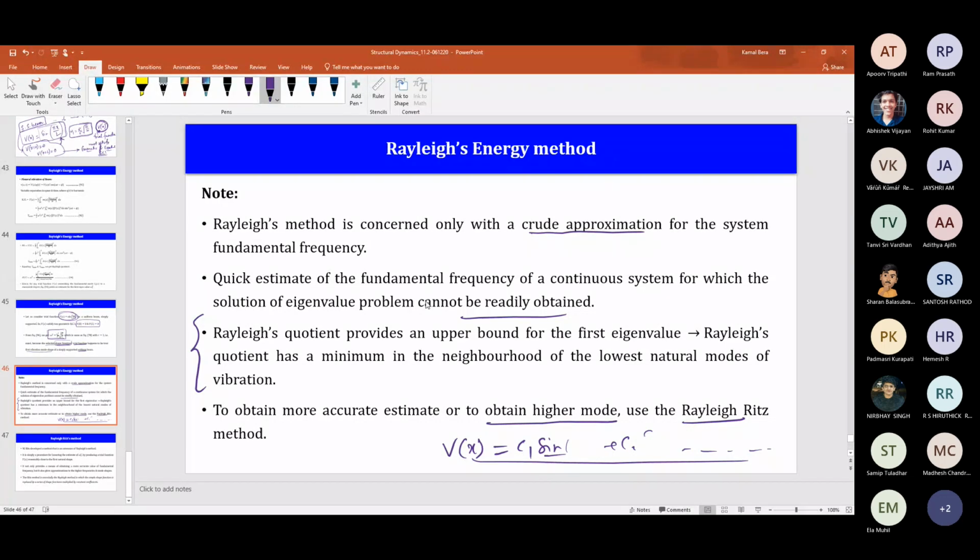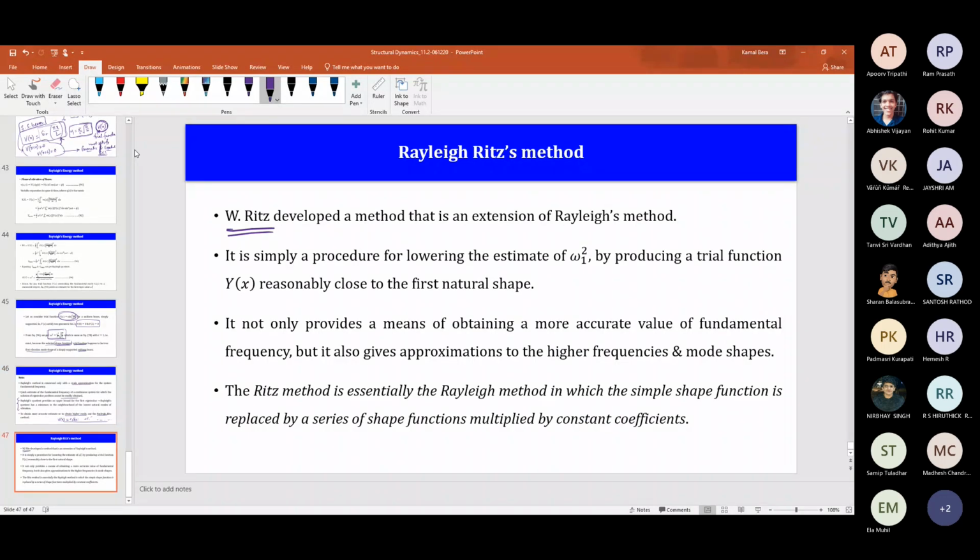in the frequency. Okay. So that was developed by W. Ritz. It's an extension of the Rayleigh's method. So it is simply a procedure for lowering the estimate of omega 1 square. So you have to reduce the fundamental frequency, because you know that Rayleigh's quotient can never be less than omega 1 square, right? So just try to reduce it. And after a certain time you will see that by increasing the number of terms in your series, you will not get a substantial reduction in that quotient.